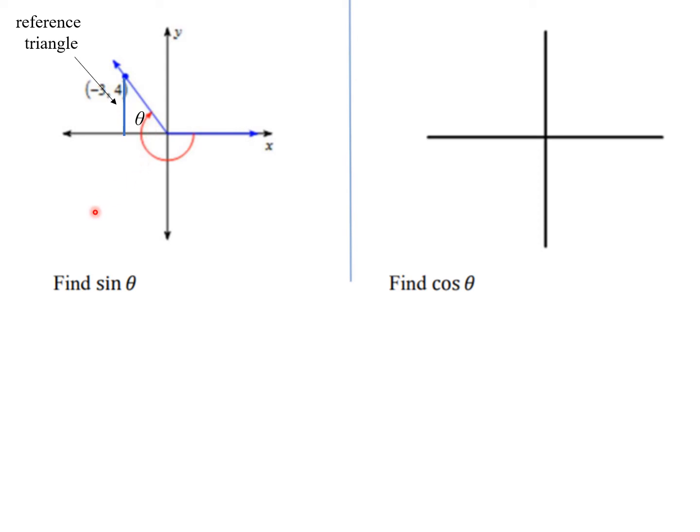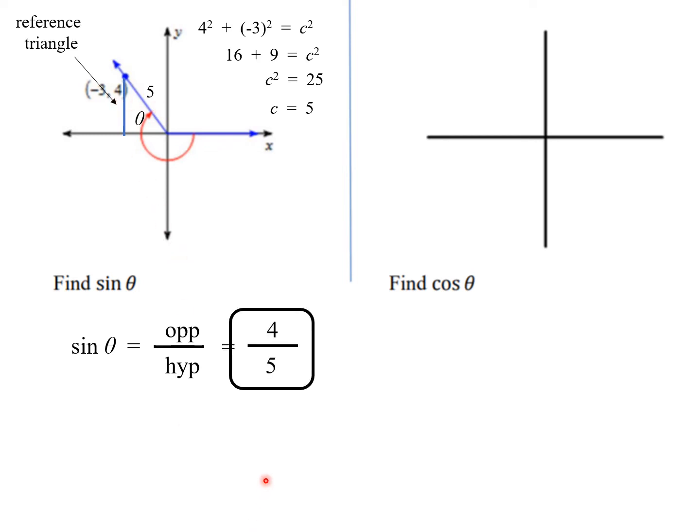Okay, so now I have the length of this side, which is -3, the x coordinate, and the length of this side is 4, the y coordinate. What we need is the hypotenuse. So I'm going to use the Pythagorean theorem on this to find the length of the hypotenuse, and that turns out to be 5. I needed that because to find the sine function, which is the opposite over the hypotenuse, I needed the length of the hypotenuse. All right, so I calculated that. And then the sine, which is the opposite over the hypotenuse, is going to be 4 over 5.